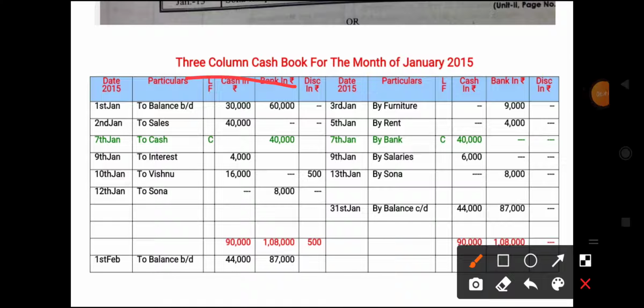First let us look at the format. Three column cash book, as you all know, for the month of January 2015 we are preparing. So we will write those things first. What are the columns we have? On the debit side: date, particulars, LF, cash, bank, discount, in rupees, and on the credit side: date, particulars, LF, cash, bank and discount also. So this is how we need to make the format of the triple column cash book.